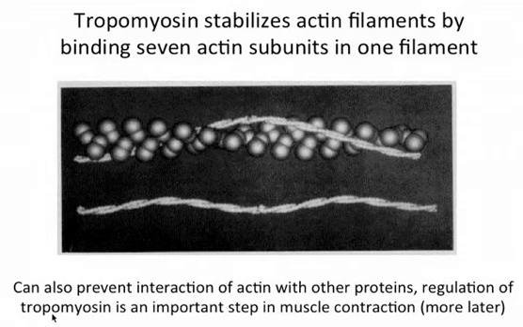Okay, so then we've got another protein that likes to bind to the side of actin. This is tropomyosin, and it stabilizes actin filaments. So the other one disassembled, this one stabilizes actin filaments by binding to 7 actin subunits. So here's your actin filament, and here's your tropomyosin, and each one is going to bind to 7 actin subunits. And it can also prevent interaction of actin with other proteins. The regulation of actin by tropomyosin is important in muscle contraction, and we will talk about that maybe Friday.